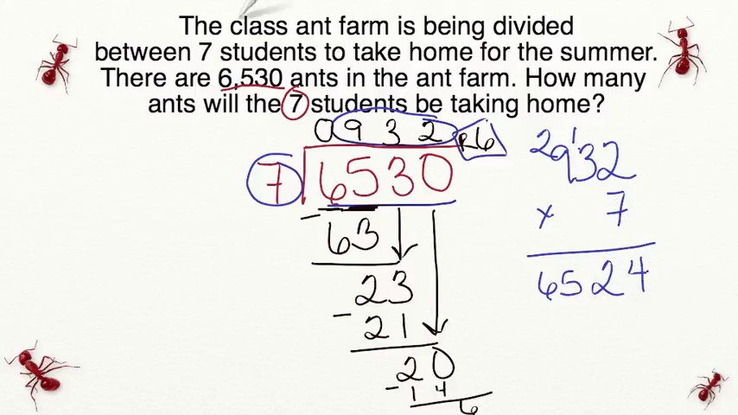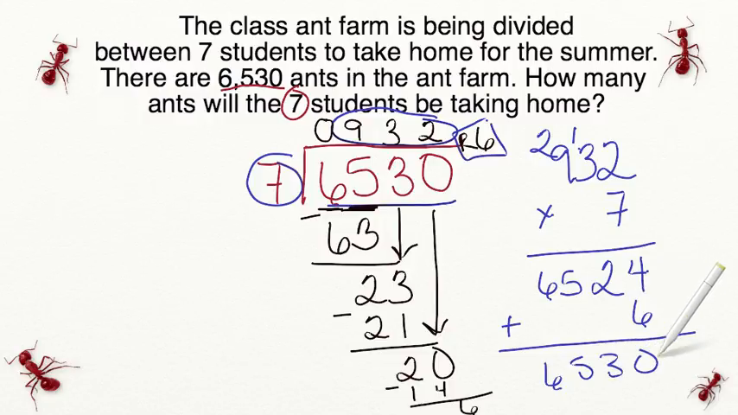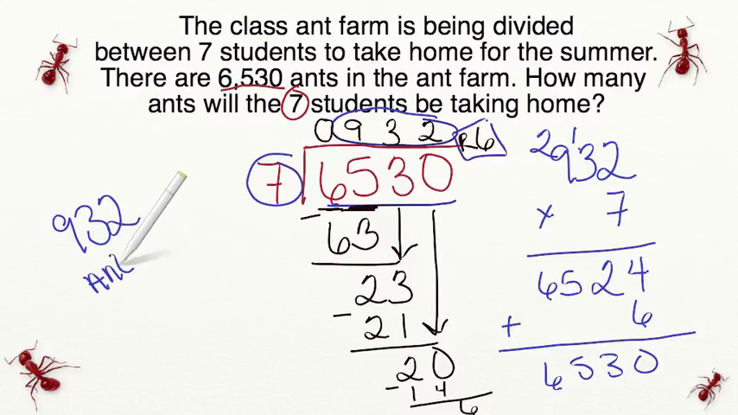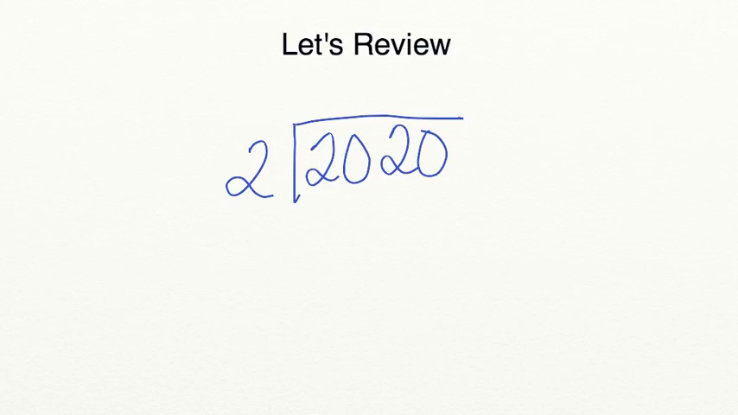So now all we have to do is add on a remainder of 6. And when we add on a remainder of 6, we get 6,530, which justifies that we did the problem correctly. So that means that each student will be bringing home 932 ants, and that's going to leave 6 ants left over. Let's review what you learned in today's lesson.